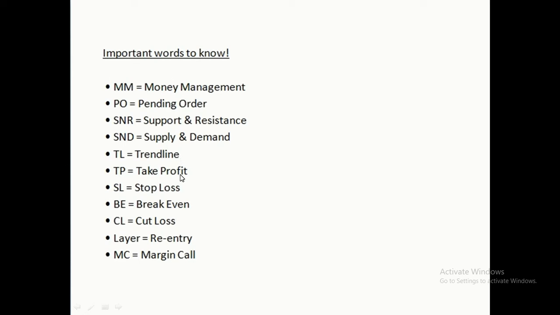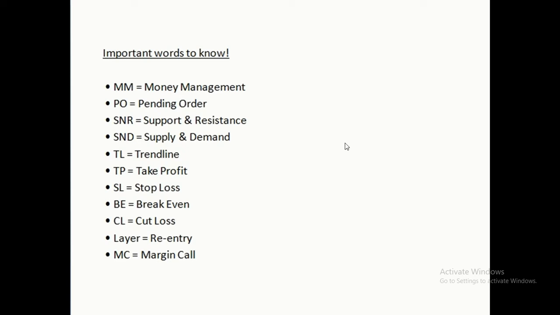Then we have the take profit. Take profit is an order we place in our trade, instructing the trade to close at a particular price. We set that particular price, we've already preset it while we are trading before the trade goes active. So once the price reaches that particular point, our trade will close in profit. That's what we call take profit.